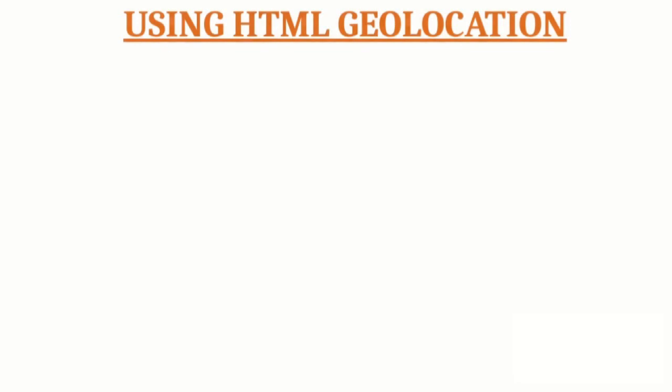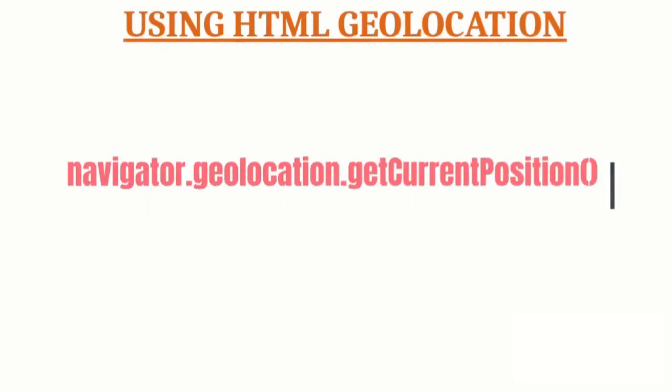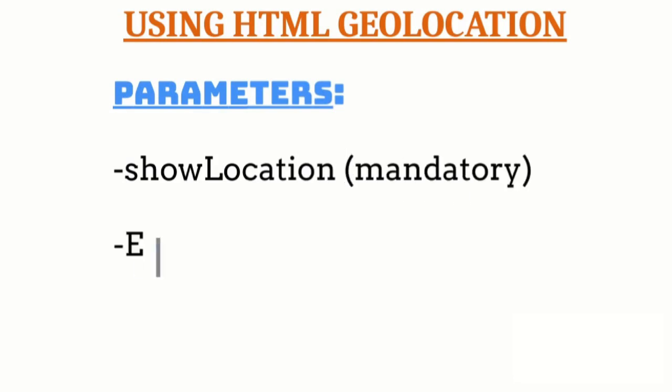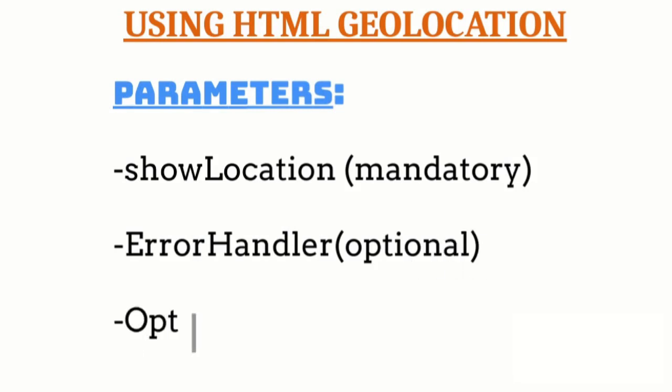The geolocation API's main method is getCurrentPosition, which retrieves the current geographic location of the user's device. Parameters. ShowLocation, mandatory, defines the callback method that retrieves location information. Error handler, optional, defines the callback method that is invoked when an error occurs in processing the asynchronous call. Options, optional, defines a set of options for retrieving the location information.